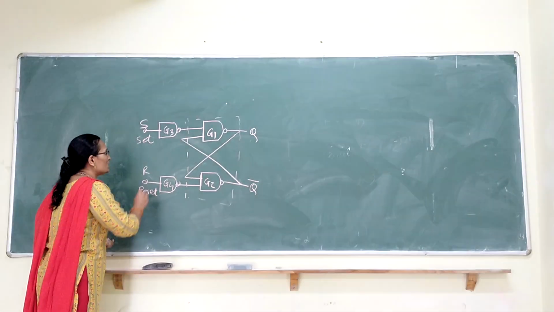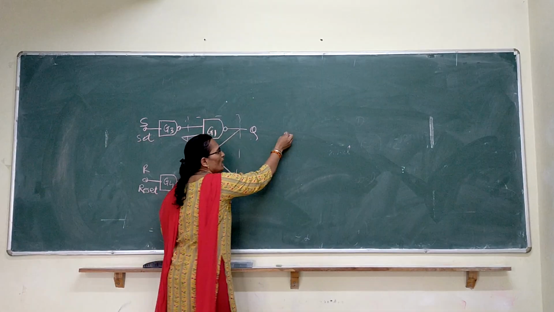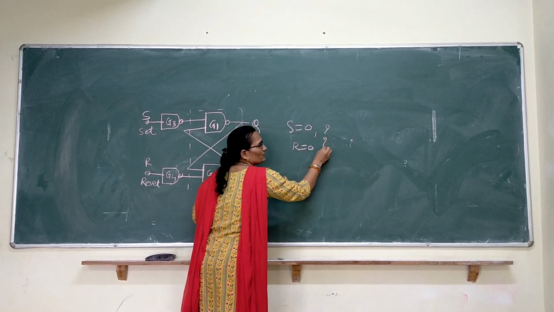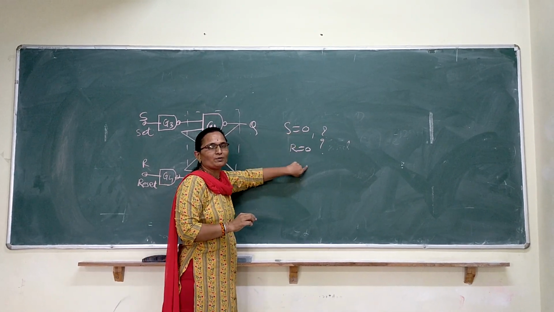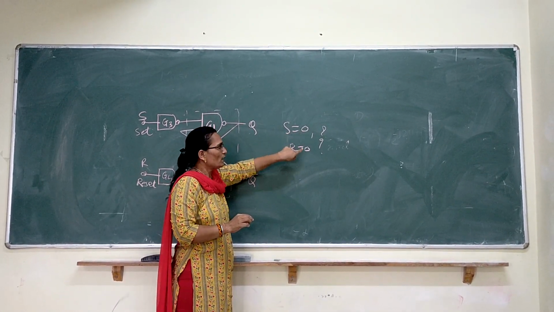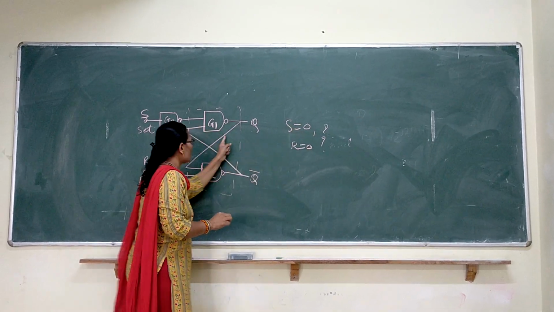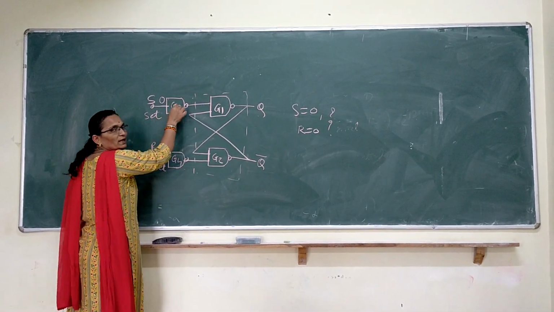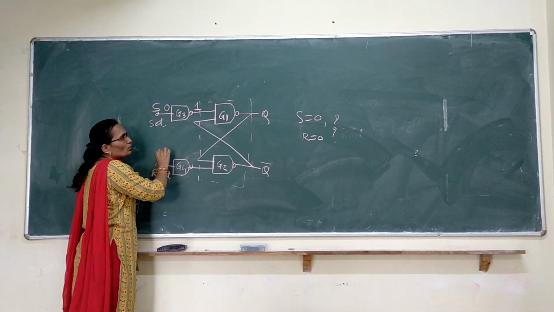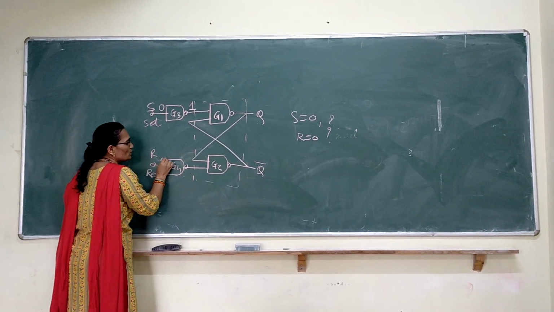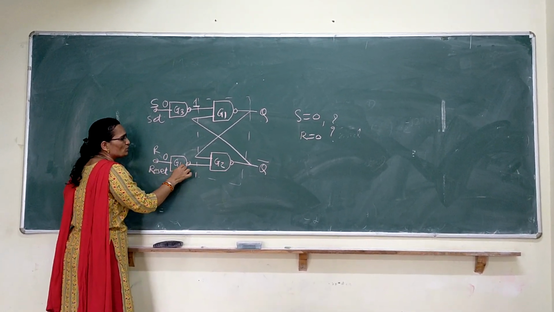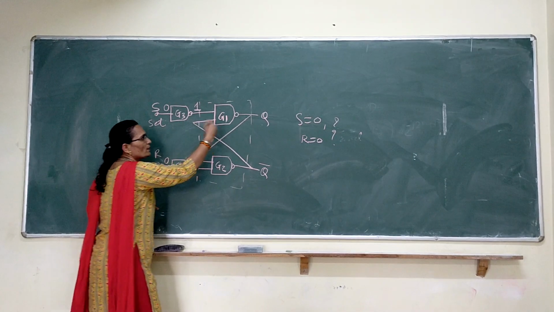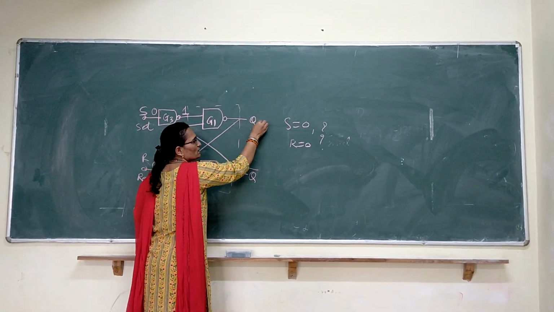So let us assume that S is 0 and R is 0. S is 0 and R is 0 means we are entering the data 0 and 0. So what happens in this circuit? This is 0, so the output of the NAND gate is 1. And this is 0, so the output of this NAND gate G4 is 1.